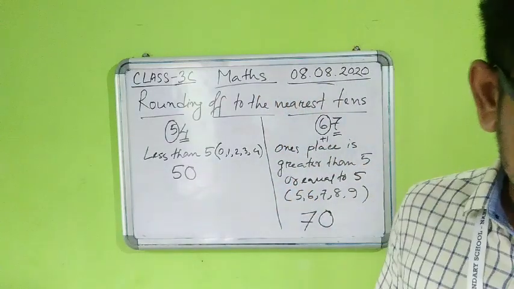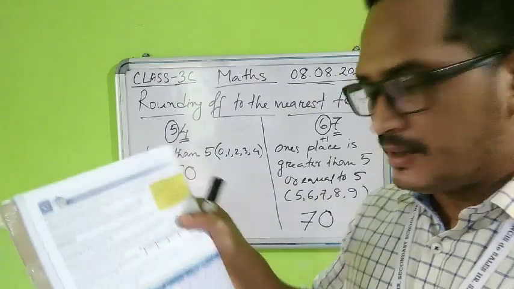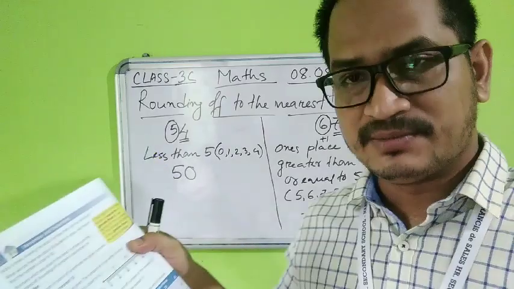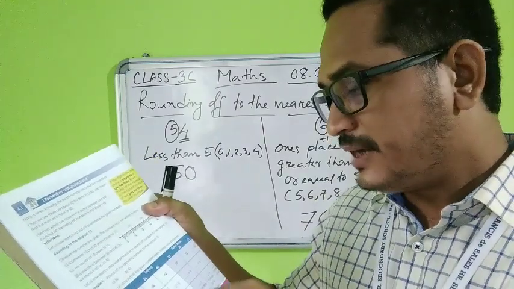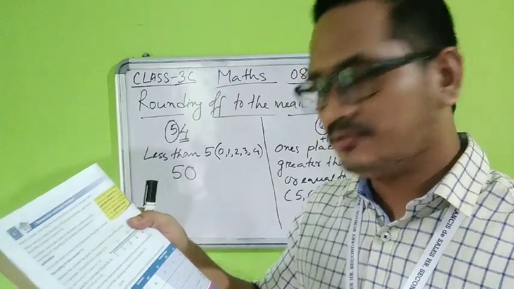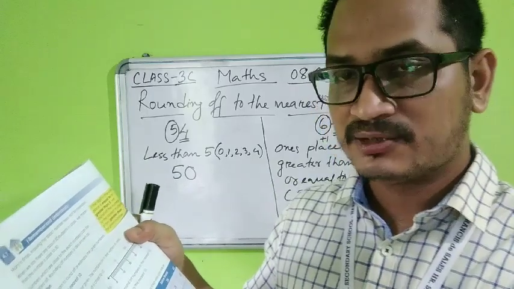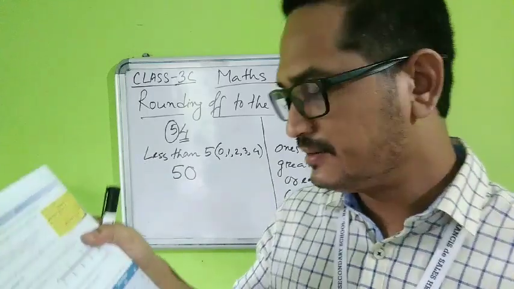You can practice, and some examples are given here also. Example 1, 86. Now see, 6 is the ones place and it is greater than 5. You can see the table. So 86 is rounded up to 90. That means 8 has been added with 1. So 8 plus 1 is 9, and the 6 becomes 0. That's why it is 90.